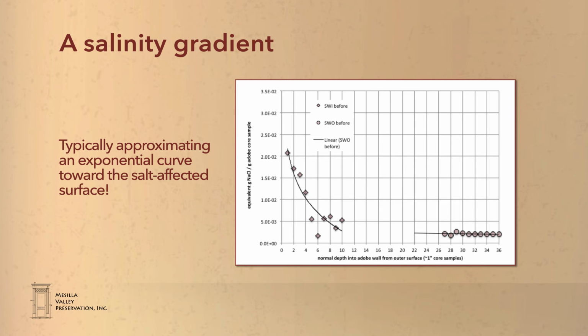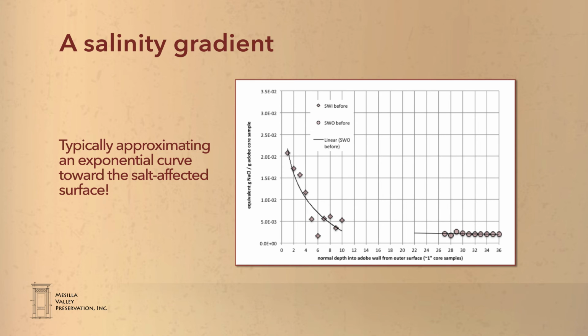Together, the two salinity gradients approximate an exponential curve, with concentrations of salts rising dramatically toward the surface of the wall. We now know precisely how salt levels are concentrated in the wall at the vertical and horizontal location of our core sample. This information can be very useful in interpreting existing conditions and understanding how both moisture and salts have been moving in an adobe wall.